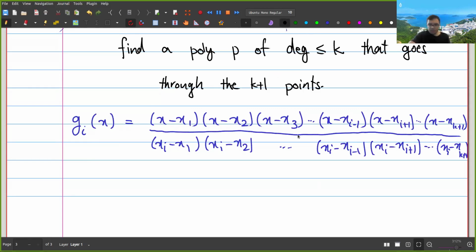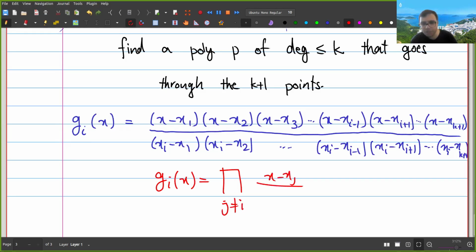Now, this is a weird way of writing this. I wrote it like this so that I give you the intuition on how I'm creating this polynomial. But actually, it's much easier to write it like this. I can just say that gi of x is the product over all j that is not equal to i of x minus xj over xi minus xj.